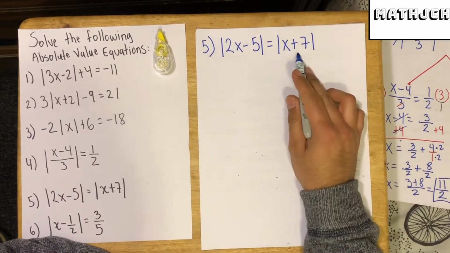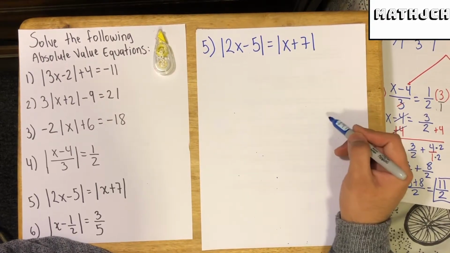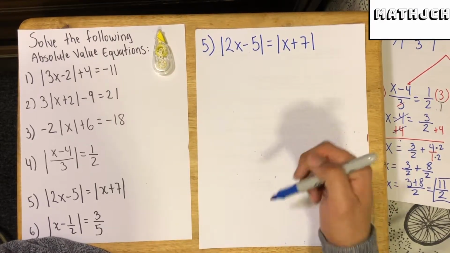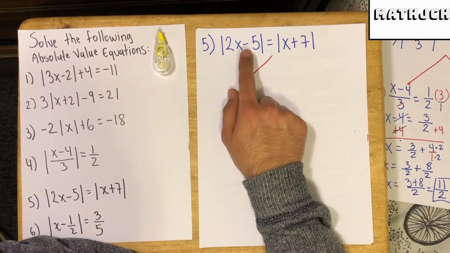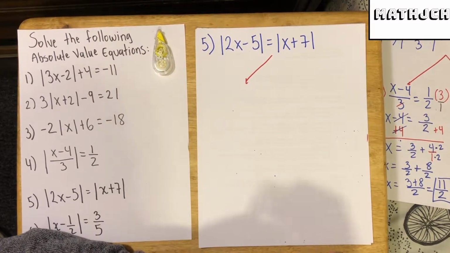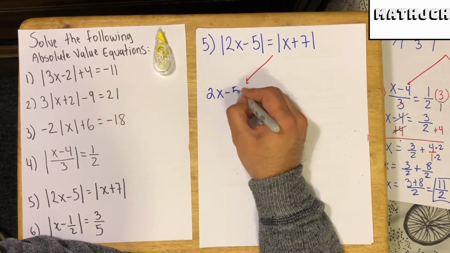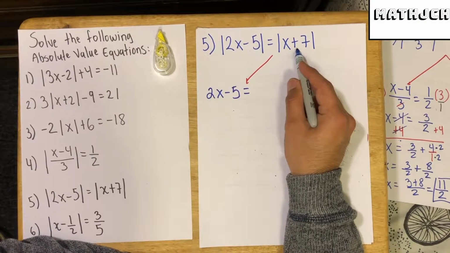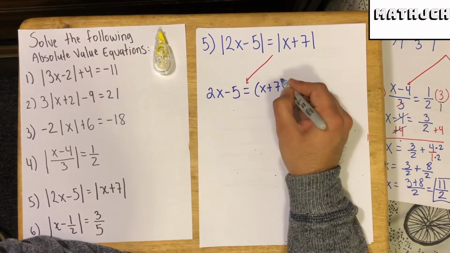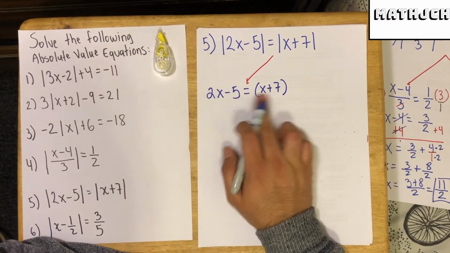So we're going to pick this one, and it is going to be separated into two cases, one as positive and one as negative. Our first case will be everything inside of this absolute value equals the positive of x plus 7. So I'm going to have 2x minus 5 equals, notice in this case we have more than one term, so let me write it with parentheses. That means a positive of all of the x plus 7.